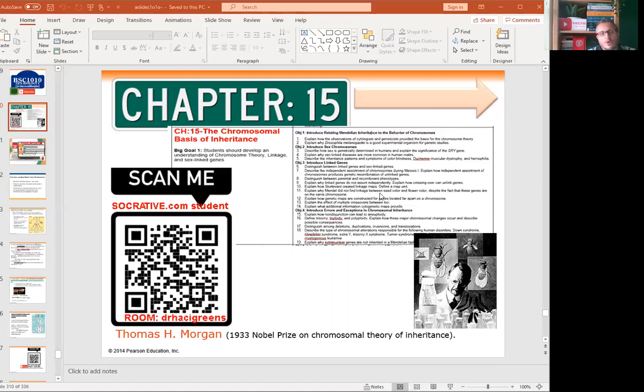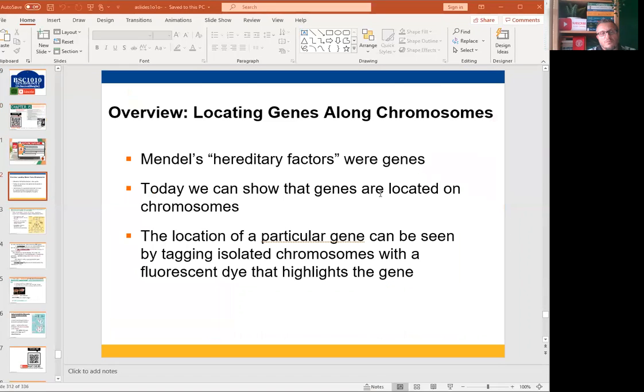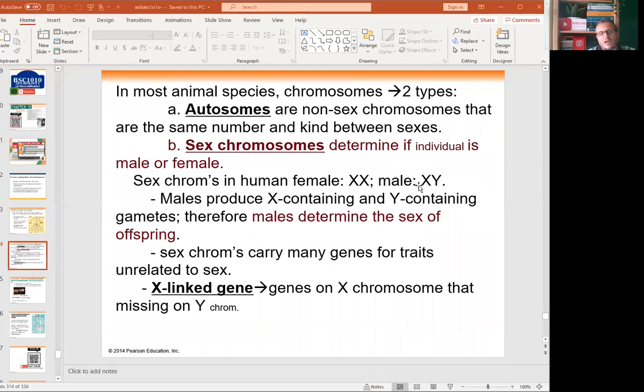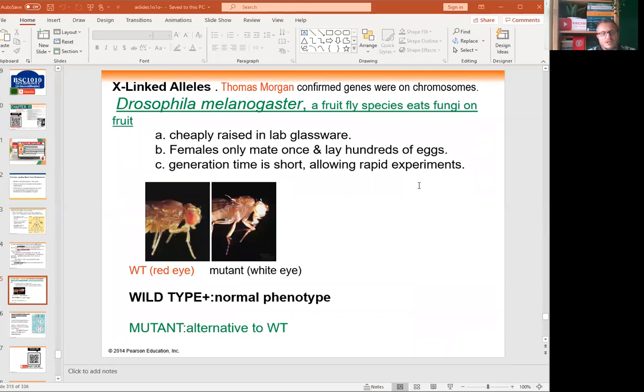So let's take a look. Dr. Morgan used fruit flies as his model system. Why? Because they could be easily and cheaply raised in lab glassware. Females only mate once and lay hundreds of eggs, they have a short generation time allowing rapid experiments, and they had an XY system, obviously.